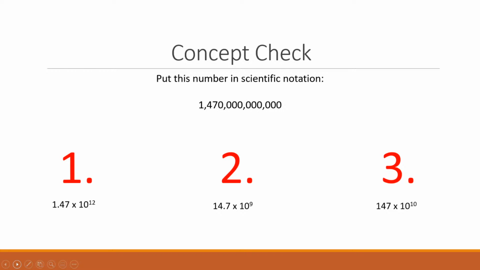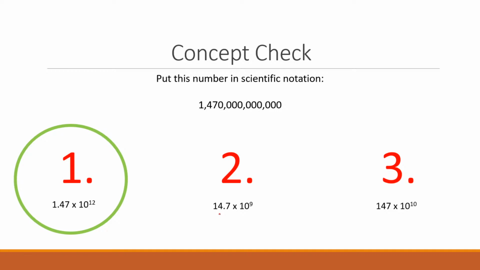For this one, I want to put this number into scientific notation, which means I want to take this decimal and move it over to condense my number down and get something times 10 to the something. I'm going to move this decimal place 1, 2, 3, 4, 5, 6, 7, 8, 9, 10, 11, 12 places. So I'm going to get 1.47 times 10 to the positive 12th. I took a big number and put it into scientific notation, so I'm going to have a positive exponent, which gives me choice 1 as my answer.